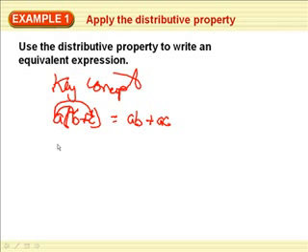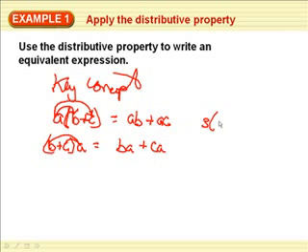Okay? They also show it by switching around. They could do B plus C times A. This way it's the same thing, and you could go backwards this way. So BA plus CA, and those are the same. It's the commutative property.